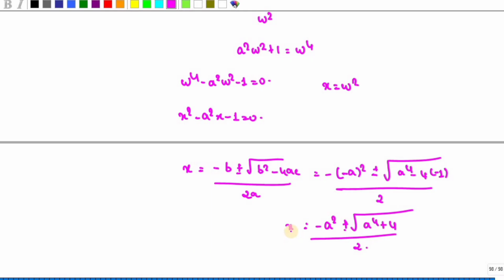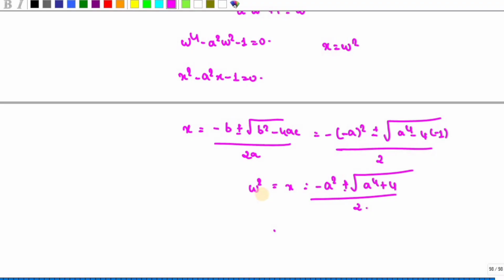Since you know x is equal to ω², x becomes ω_gc². So ω_gc is equal to root of (a² plus or minus root of a⁴ + 4) divided by 2. Okay.